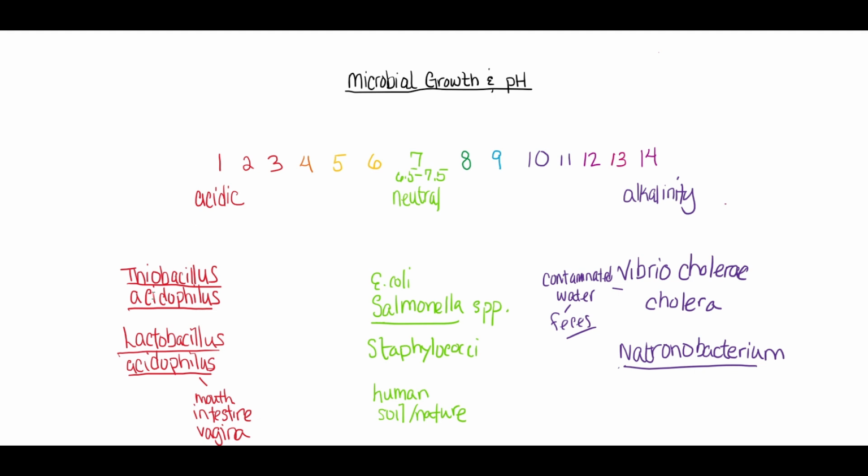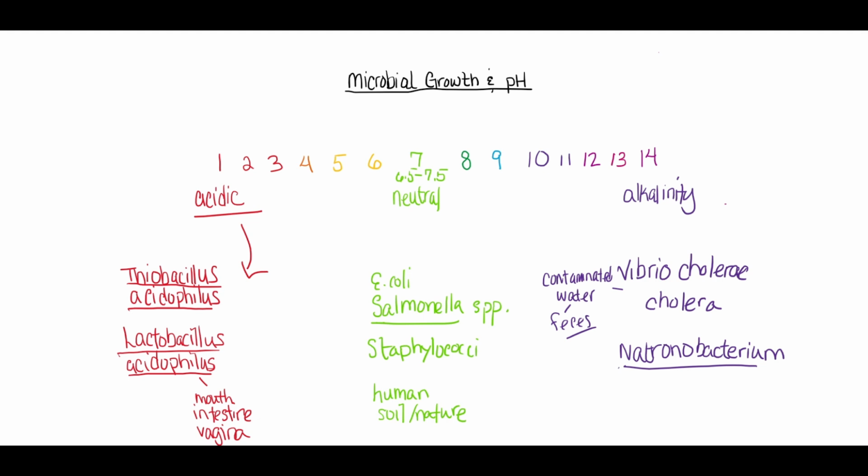Here are some examples of bacteria that can thrive in acidic environments. We have Thiobacillus and Lactobacillus acidophilus. And you would find Lactobacillus in your mouth, in your intestines, and in the vagina, the female reproductive body part.